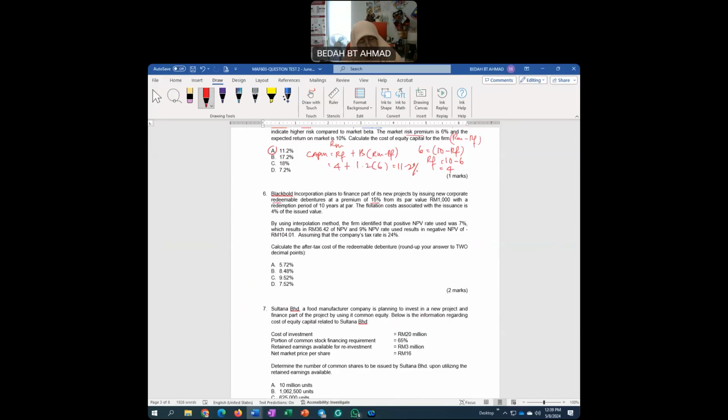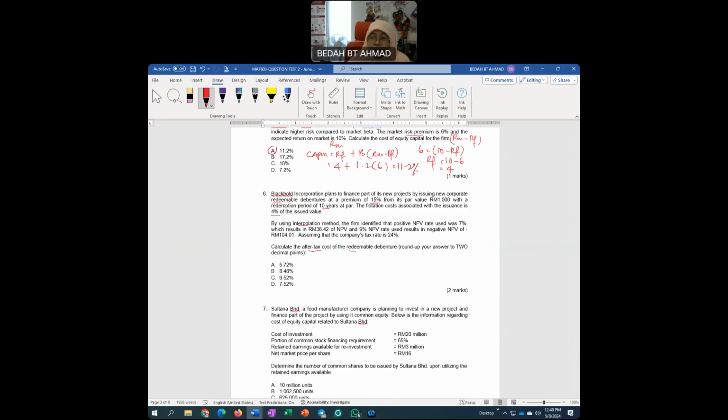So that means it will be issued higher than the par value. Period of redemption is 10 years. Flotation cost associated with the issuance is 4% of the issued value. Using interpolation, the firm identified that the positive NPV rate used was 7%, with an NPV of 36.42, and 9% results in a negative NPV of 104.01. Assuming the company tax rate is 24%, calculate the after-tax cost of redeemable debentures.